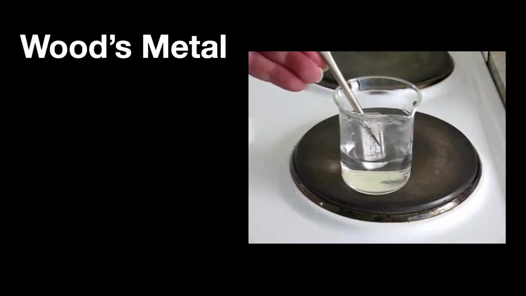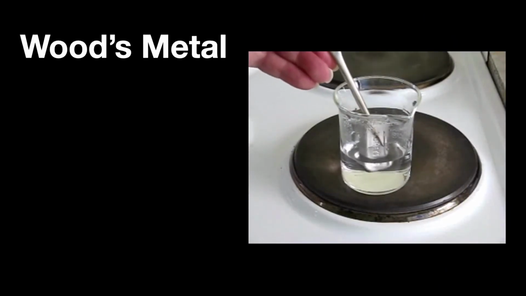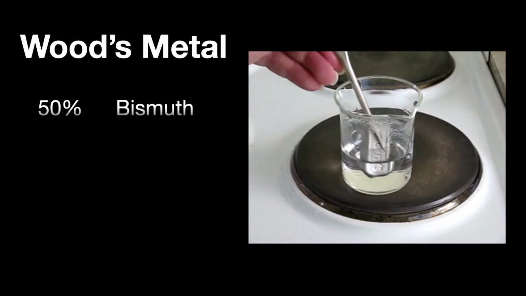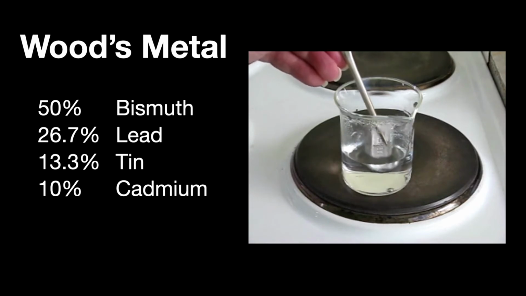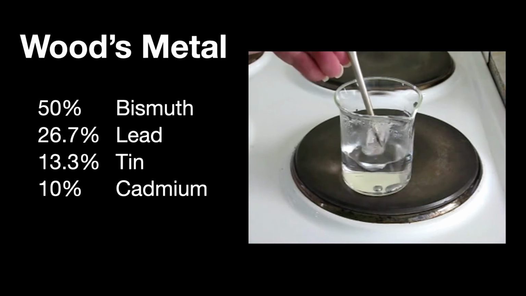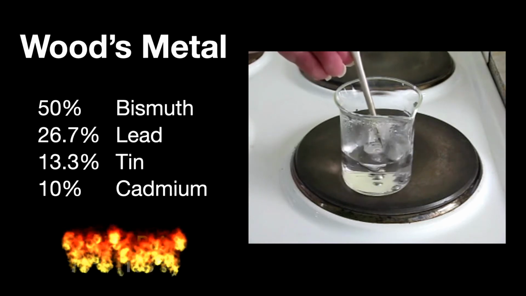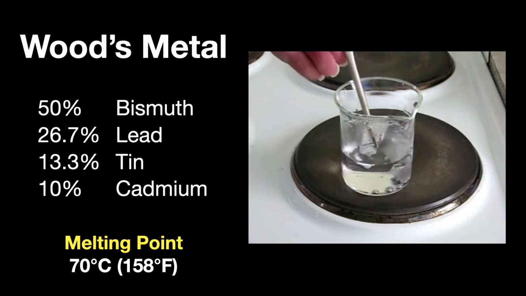In 1860, Barnabas Wood announced the discovery of an alloy of bismuth, lead, tin, and cadmium in proportions such that it had a very low melting point. Wood's metal melts at a low 70 degrees Celsius or 158 degrees Fahrenheit.